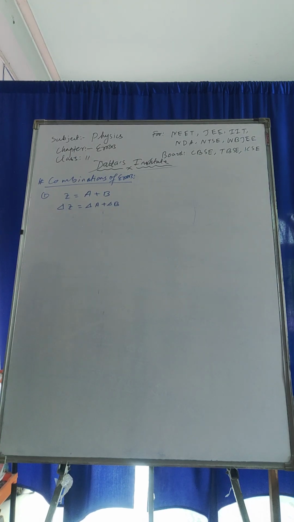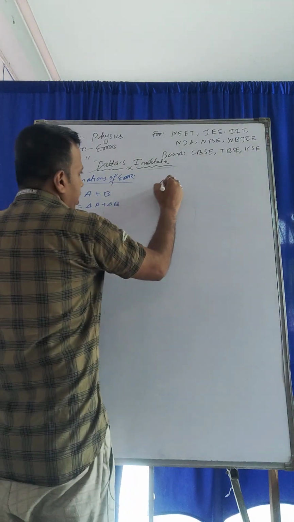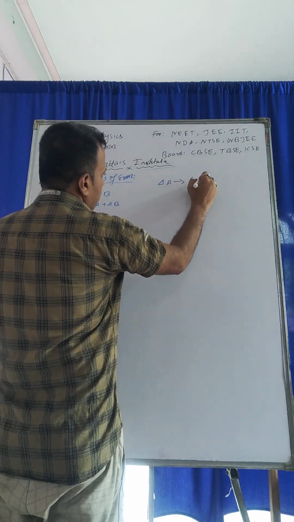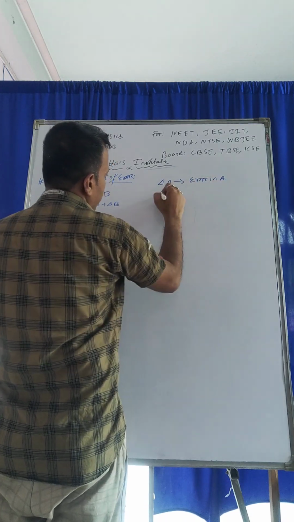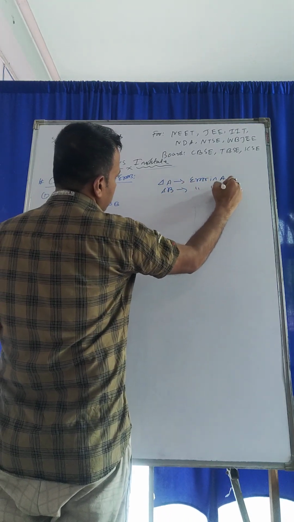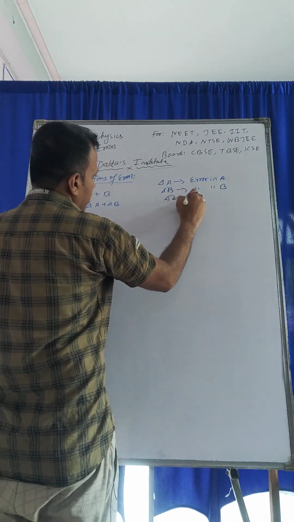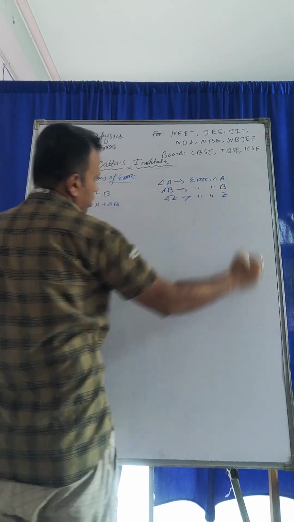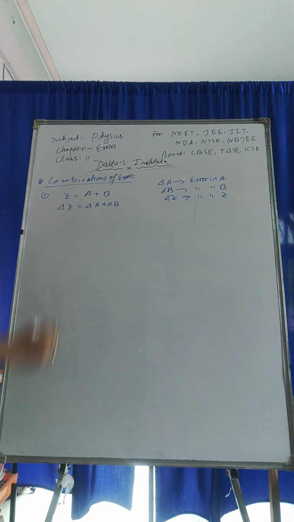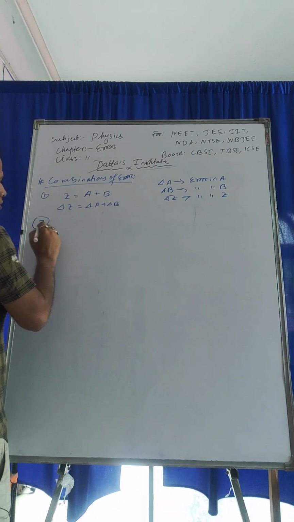It will be delta a plus delta b. So here delta a is nothing but the error in a, delta b is nothing but the error in b, and delta z is nothing but the error in z. Okay, now do you know formula number 2?